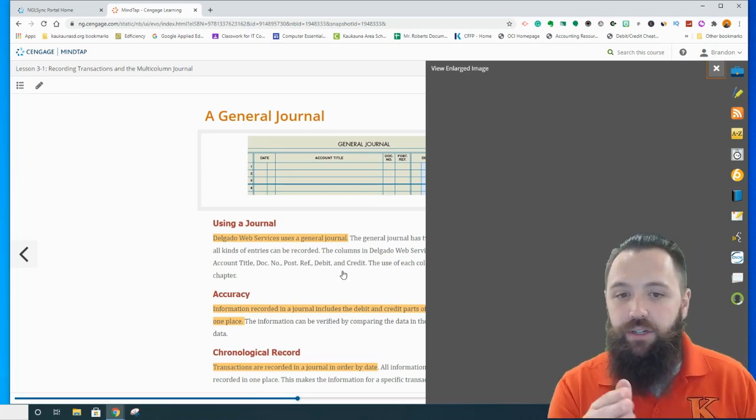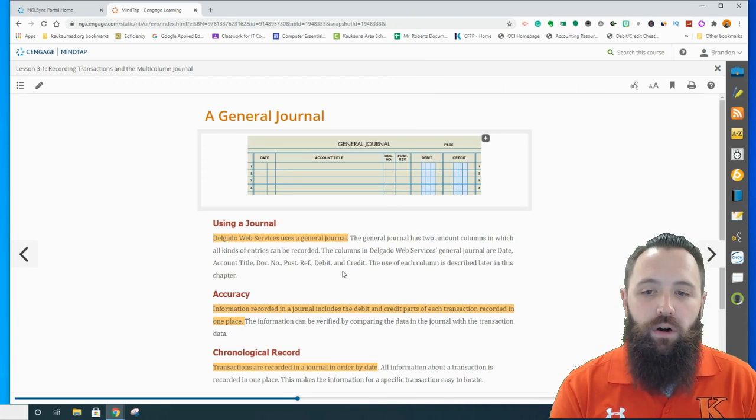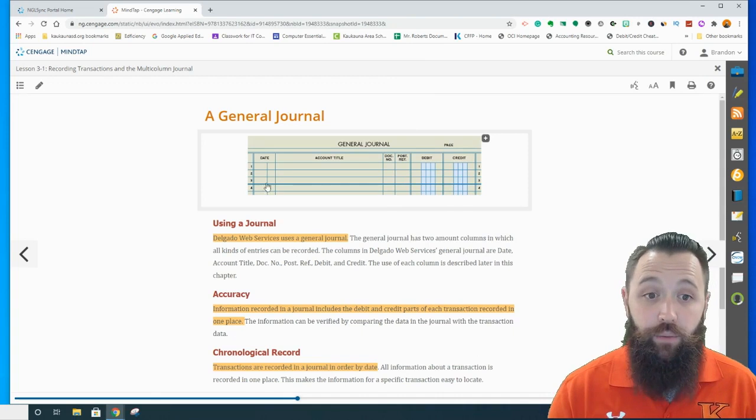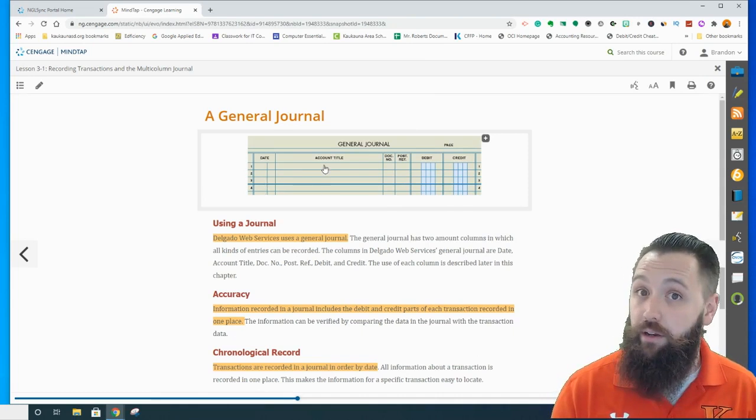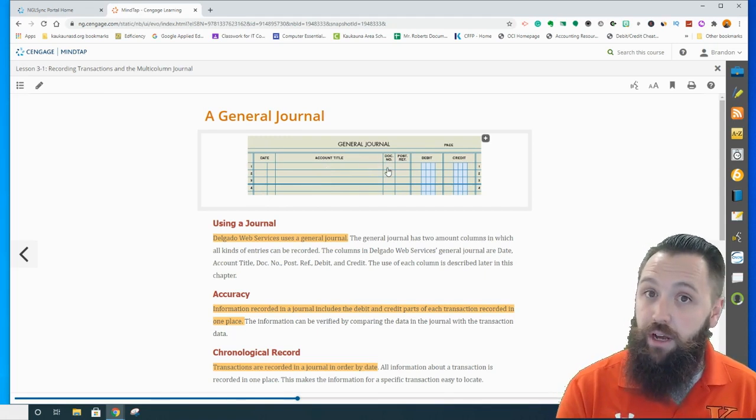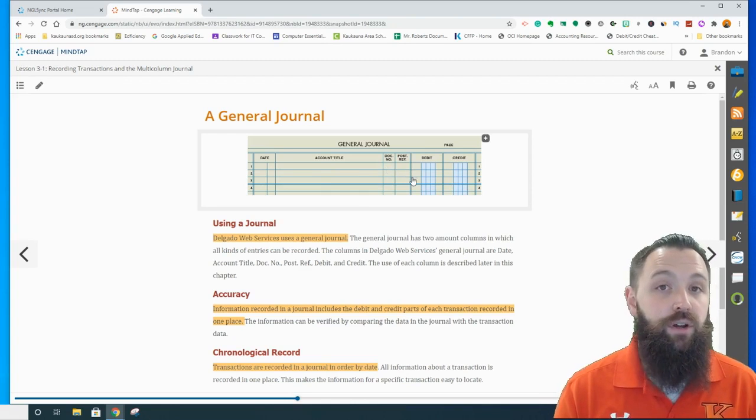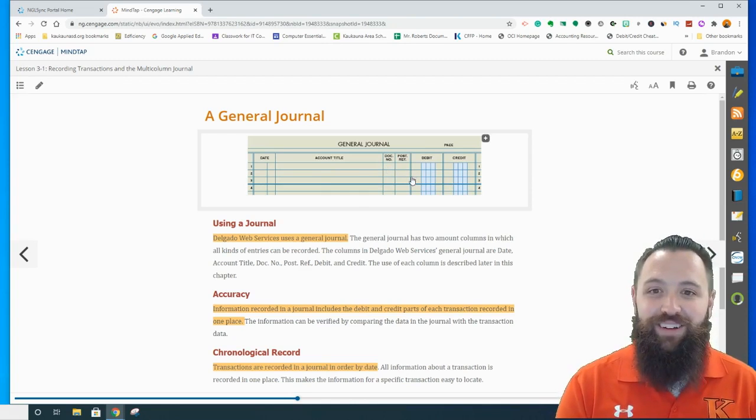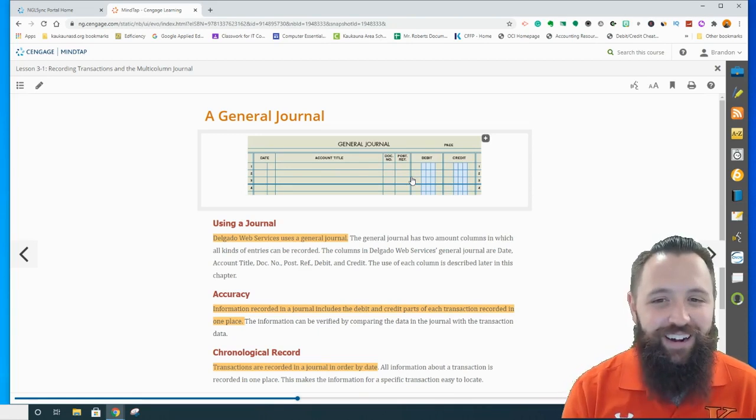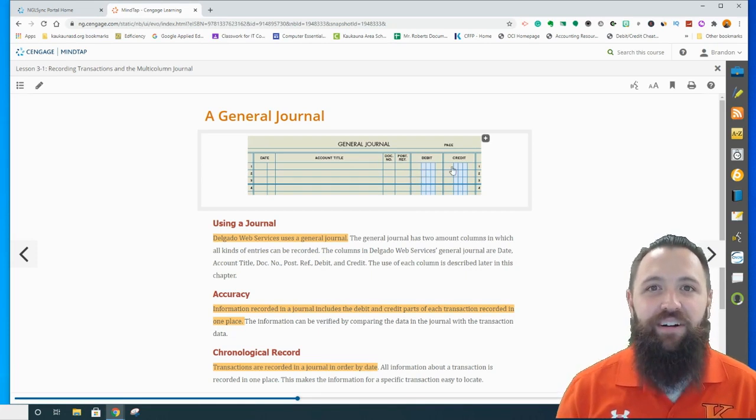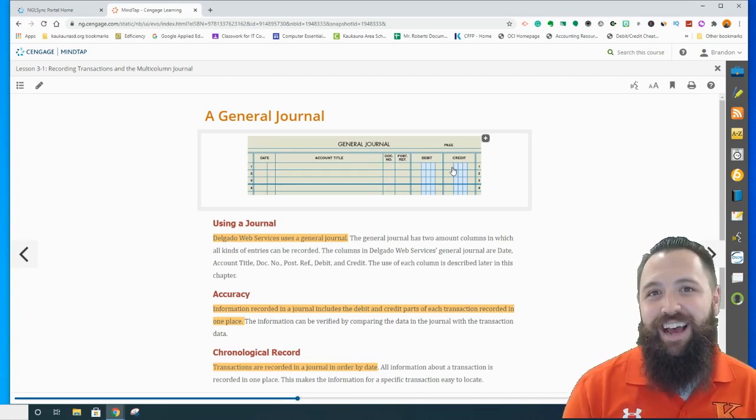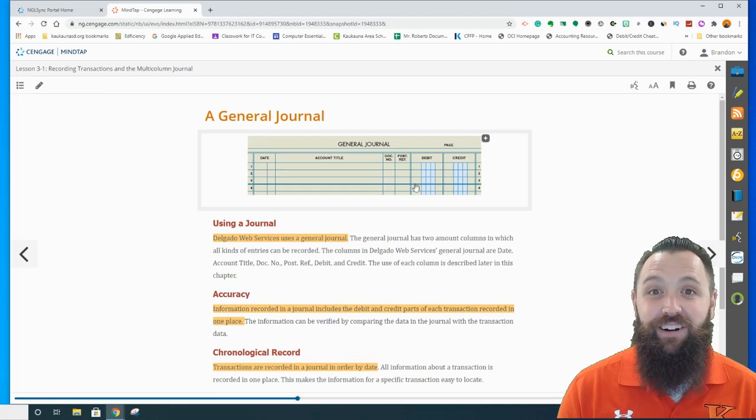So Delgado Web Service is going to use a general journal for writing down any of their transactions. And when we look at the different parts here, we have the date that we can record. We have specific account titles like cash, supplies, owner's equity. We have document numbers, and that's where source documents are going to come in. Post reference, which is going to be a tool that we can use to look at different kinds of transactions, which we'll get into later. And then we have a debit and credit part. So right here, we're going to be able to determine what kind of a way a transaction is going to affect an account by recording it under debit or credit.